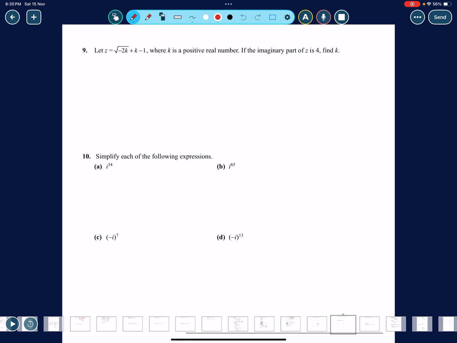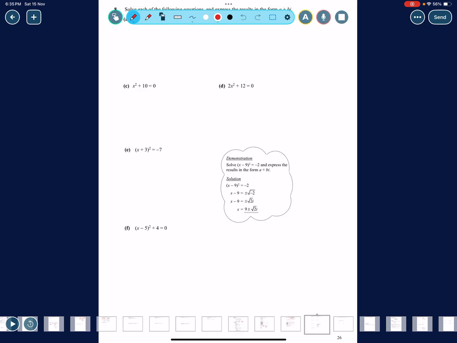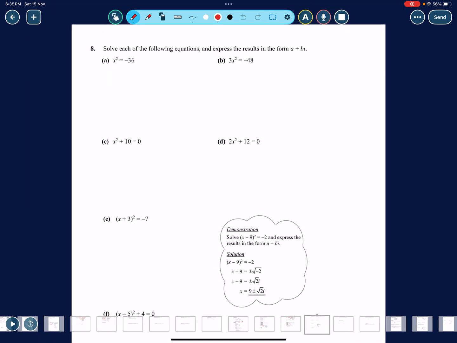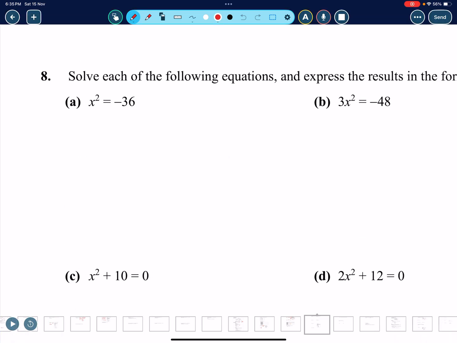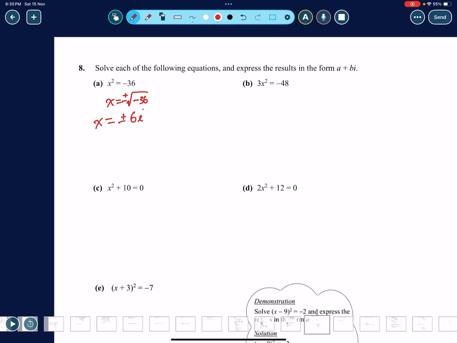Same here. Let's just do one of the newer ones. What's this? Express the results in the form of a plus bi. Okay, let's see what we can do here. x is equal to square root of -36. Oh, you're just going to separate into plus or minus, don't forget. Plus or minus square root of 36, and square root of 36 is 6, right? Now what remains will be the negative over there, which is actually -1. So square root of -1, but instead of writing square root of -1, you would write i. So the answer here is plus or minus 6i.